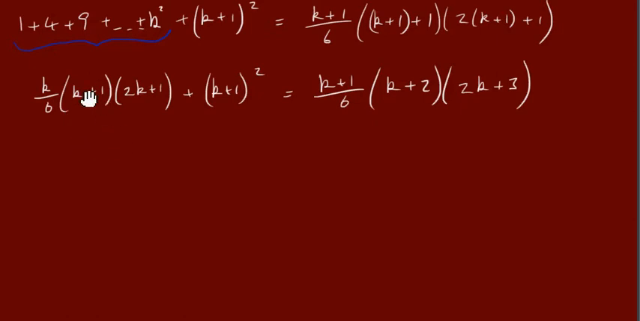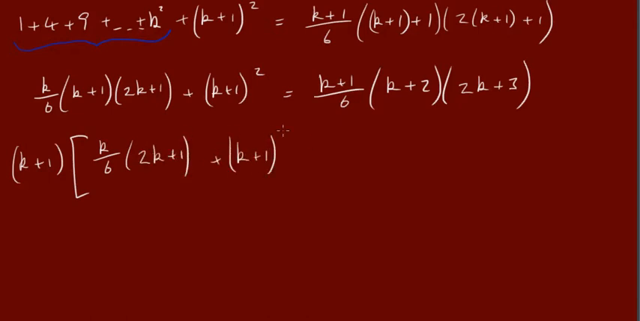Well, I'm going to take out this k plus 1, because there's a k plus 1 in this term and there's a k plus 1 in this term here. So I'm going to factorize the left hand side. I'm going to take out a k plus 1, and inside here I should end up with k over 6 times 2k plus 1, and here I'll just end up with a k plus 1. So that's my left hand side there. In other words, k plus 1 times all of this will give me this here. K times 1 times k plus 1 will give me k plus 1 squared.